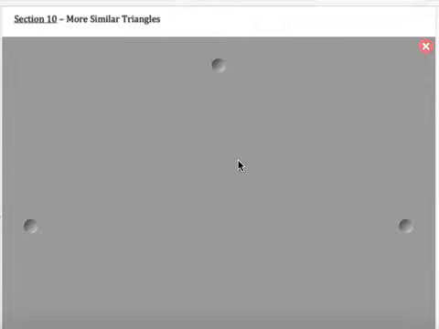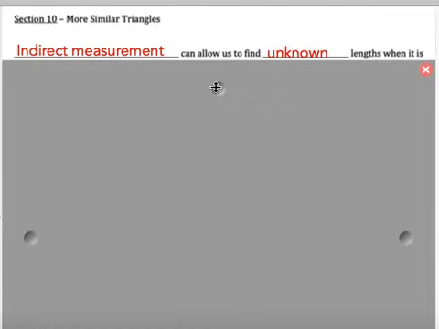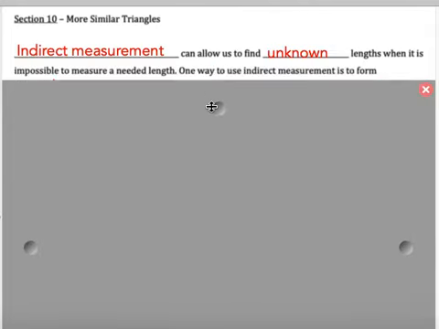So these are our section 10 notes, and it says more similar triangles. Throughout this unit, we've covered similarity, congruence, and these are unique situations with similar triangles that we want to cover, okay? So today we're going to talk about how we could use something called indirect measurement to allow us to find unknown lengths when it's impossible to measure the length needed.